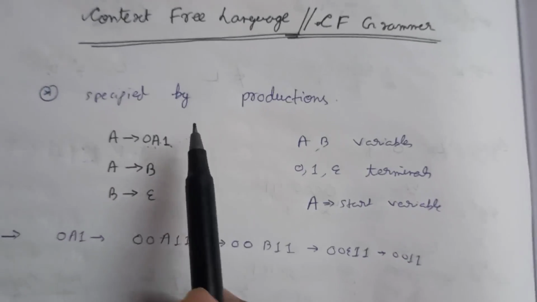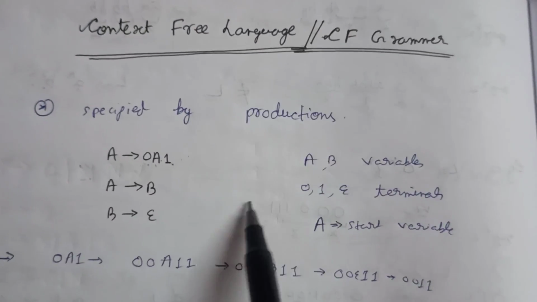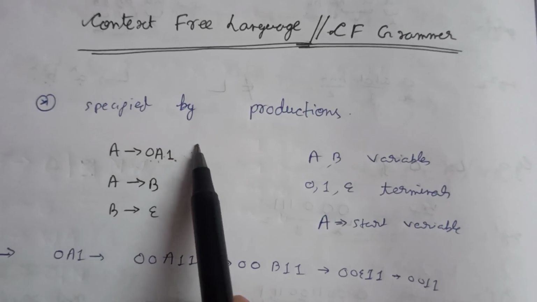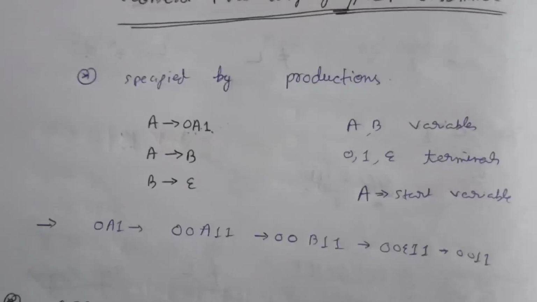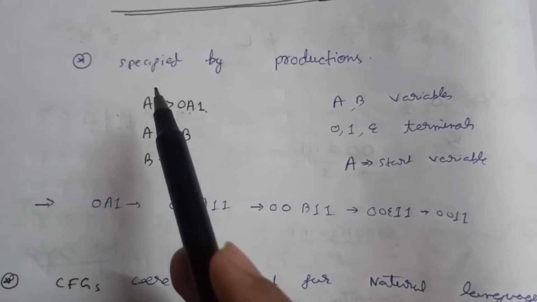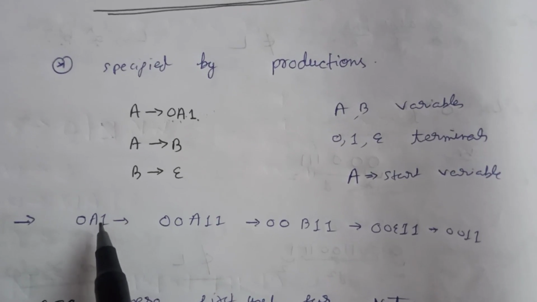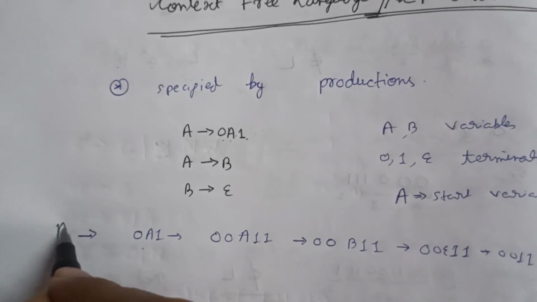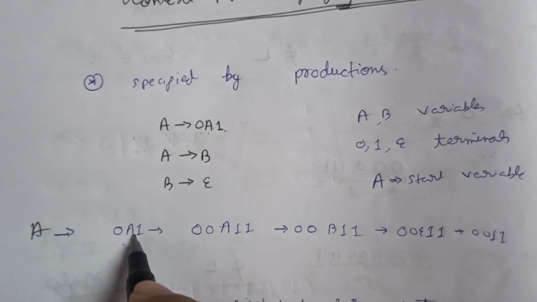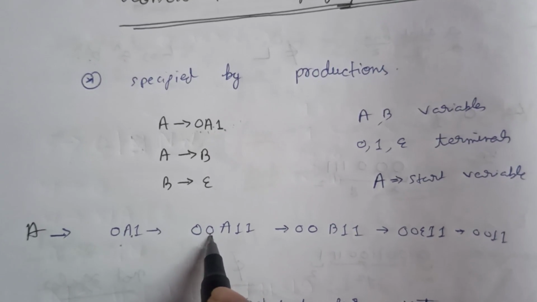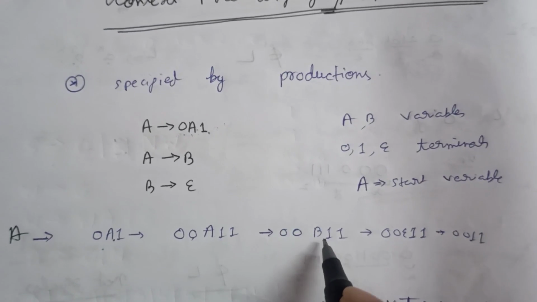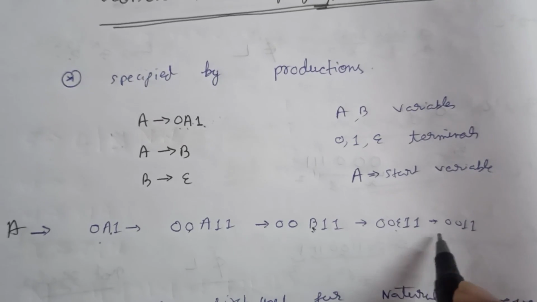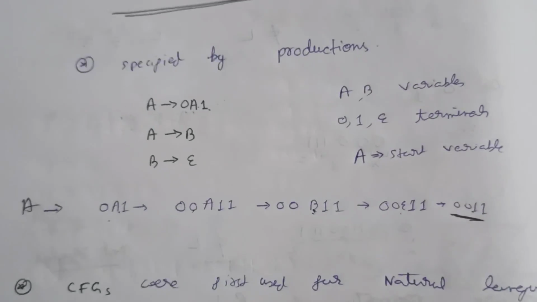So this is a context-free grammar example: A to 0A1, A to B, and B to null. You already know how to expand it, so I'll just show it fast. From A we get 0A1, and from this A I will again expand and get 0A1, and from this A I will get B, and from this B I will get null. So this string 0011 will be generated.